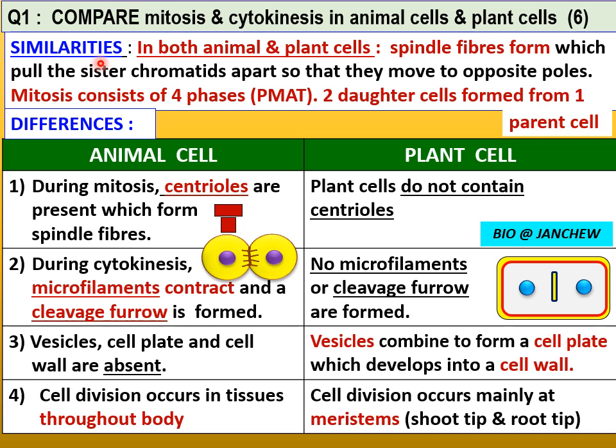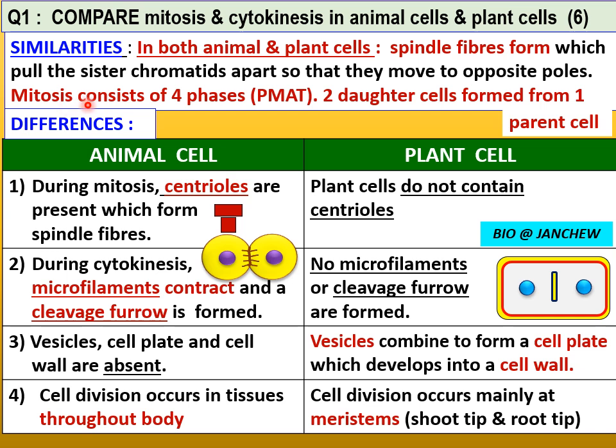Okay, similarities. In both animal and plant cells, spindle fibers form. Whether they have centrioles or not, spindle fibers can form, which are used to pull the sister chromatids apart so that the sister chromatids will move to opposite poles in nuclear division, or in mitosis.